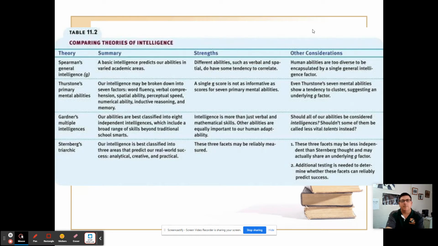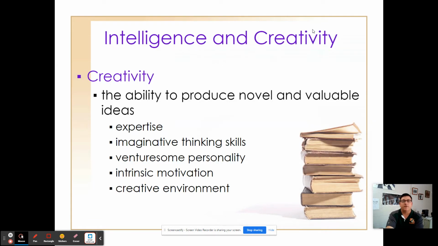All right, here's that chart in the book talking about the main theories of intelligence, including Spearman's G factor, Thurstone's primary mental abilities, Gardner's multiple intelligences, check that one out specifically, and Sternberg's triarchic theory.